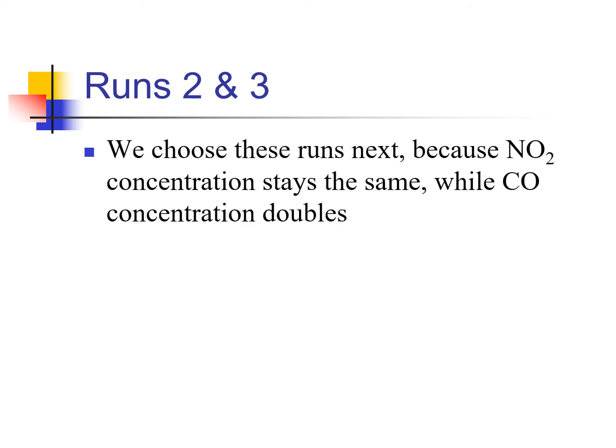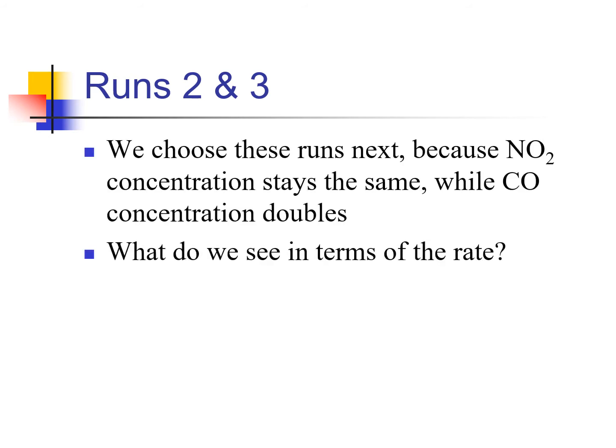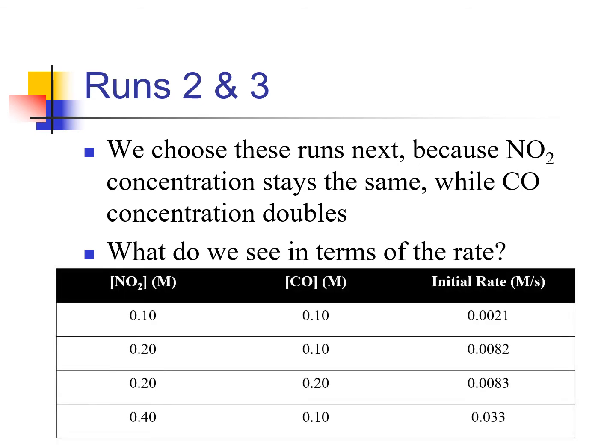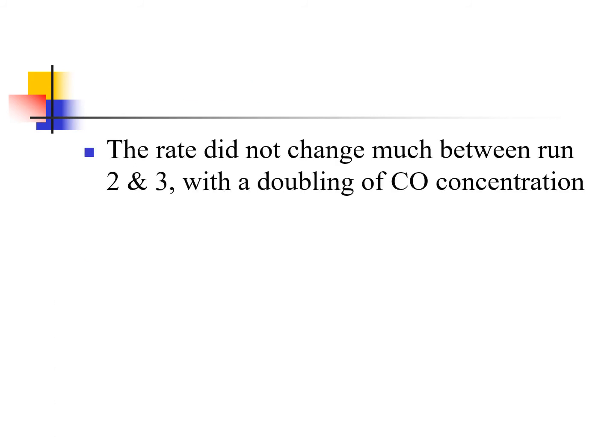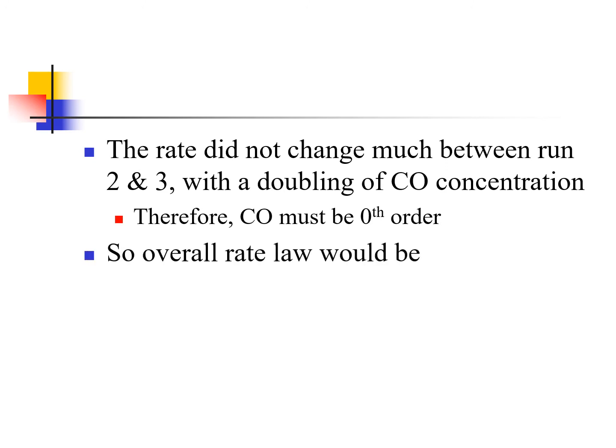Comparing runs 2 and 3, we saw that we doubled the CO. NO2 stayed the same. And if I look at this, so again, with these 2 runs here, by doubling the CO, there is no appreciable difference in the rate. So what order would that be? That would be zero order. So the overall rate law would look like this.